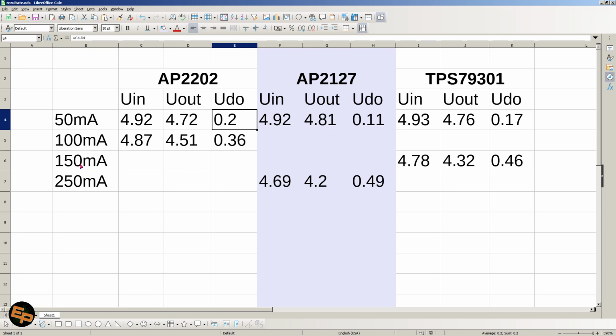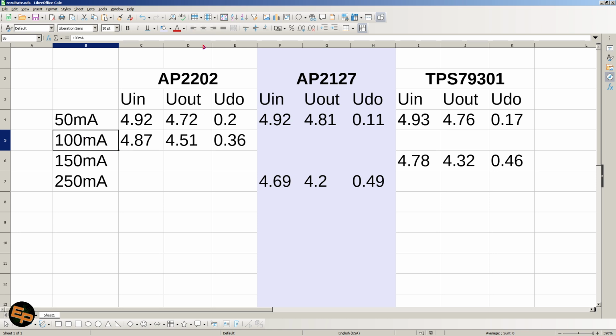Then at maximum current minus 50 milliamps, things are a bit different. Now, of course, since these are different currents, we cannot really compare them side by side, but I would say they behave pretty much the same.